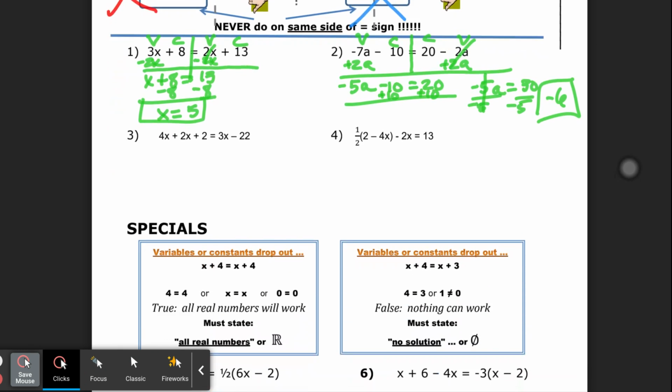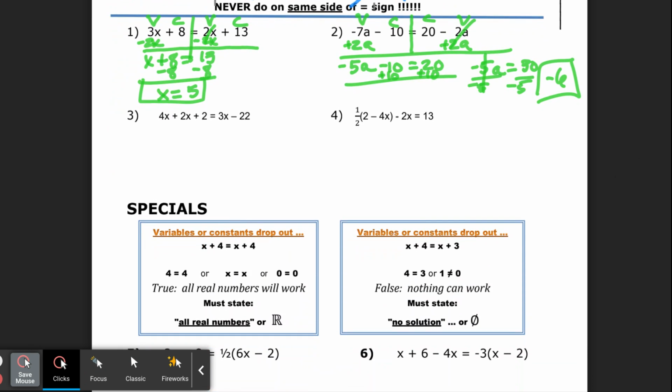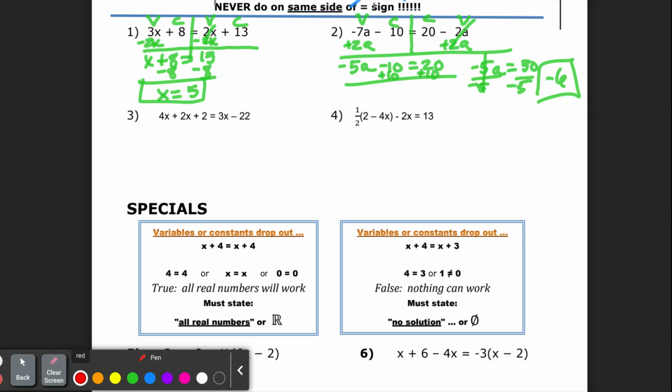All right, let me move this up here. Okay, let's take a look at problem 3. Here we have a variable term on both sides right there. So you combine it. Okay, so 4x and 2x is 6x plus 2 equals 3x minus 22. Okay, and then you are balanced. You've got a variable term, a constant there, a variable term, and a constant right there.